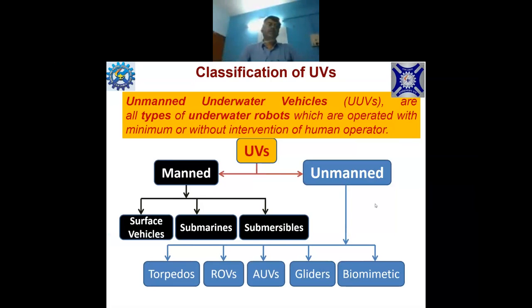If you see the classification of underwater vehicles, underwater vehicles are all types of underwater robots which are operated with minimum or without intervention of a human operator. They are classified into two categories, manned and unmanned. Manned categories are surface vehicles, submarines, and submersibles. Unmanned vehicles include torpedoes, where DRDO labs are involved in this kind of development, then ROVs, that is remotely operated vehicles, AUVs, that is autonomous underwater vehicles, then gliders, and of course the present trend is to develop biomimetic vehicles, where small underwater vehicles are developed in larger numbers, which can cover a larger area and also deliver the required objective.